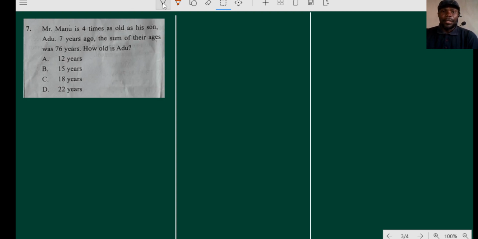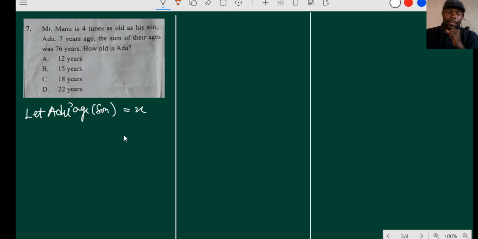what you want to solve here is, he said Mr. Malu is 4 times as old as his son. He said let his son, let Adu's age, which is son, equals x. So that is the age of the son. But now Mr. Malu's age will now be 4x, because it says Mr. Malu is 4 times as old as his son.